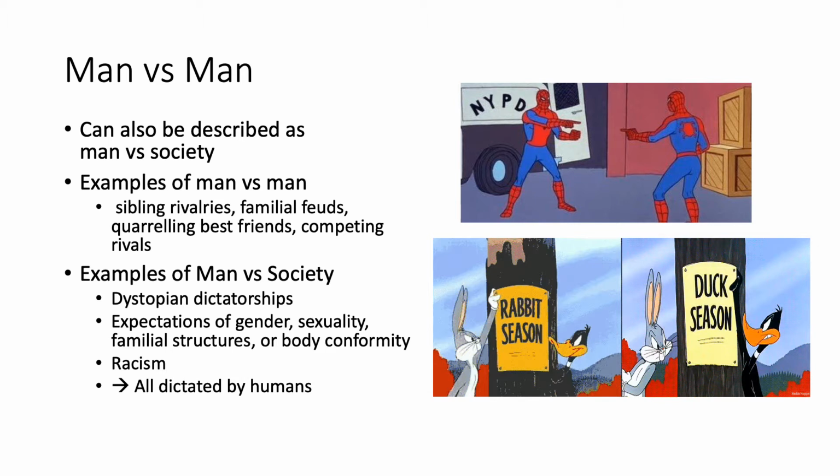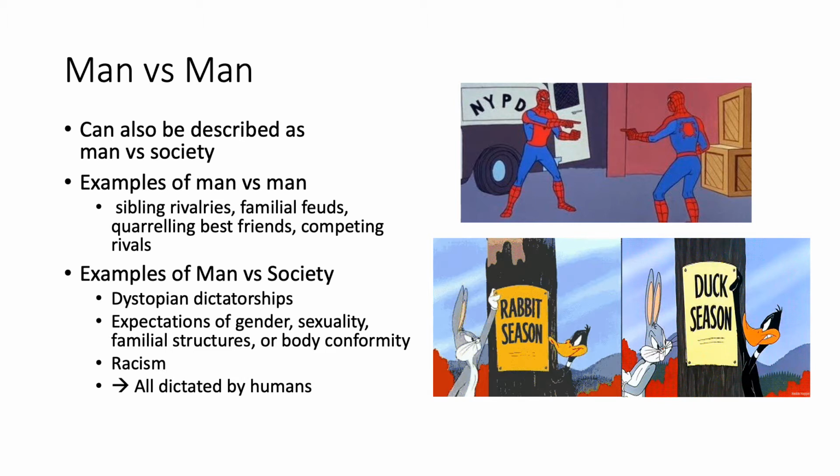Sometimes there is a fourth narrative structure called man versus society. This can be described as the character facing societal structures that they might be trying to navigate, dismantle, escape, or survive. Examples of this can be dictatorships in dystopian novels, societal expectations of gender, sexuality, or body conformity, expectations of familial structures, racism, etc. However, all of these things are in fact dictated by human beings. Therefore, man versus society would be a product of man versus man conflict.